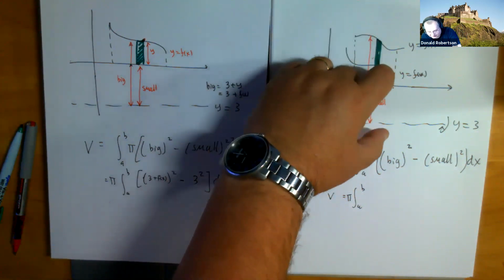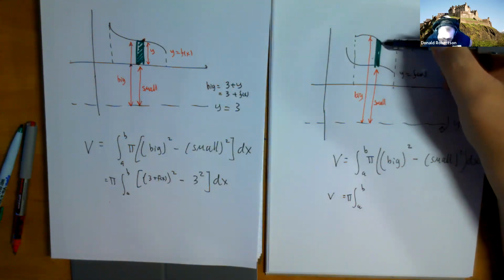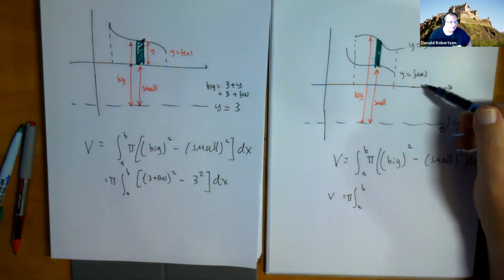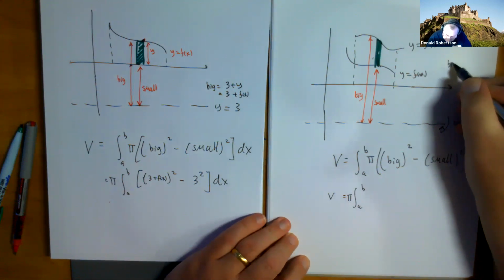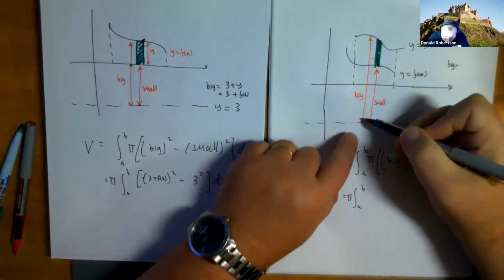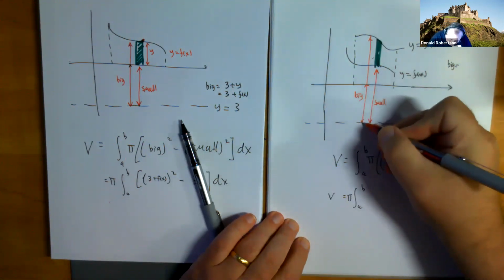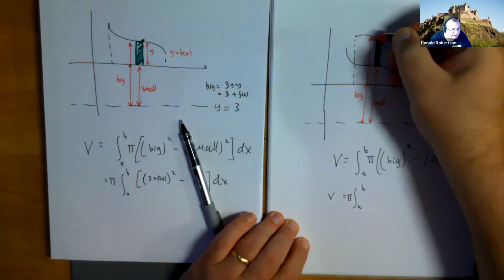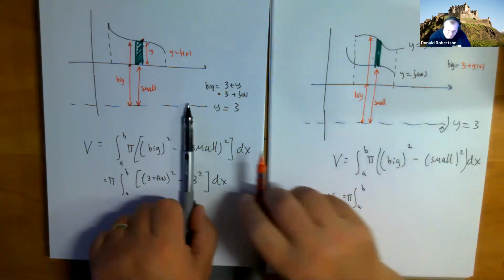This big one and this small one go to different heights. One reaches the height g of x, the second one reaches the height f of x. Right? So when I'm looking at what these are equal to, the big one, which is from here to here, is made up of two pieces. It's made up of this distance, which is 3, plus the height. So this is going to be 3 plus g of x.